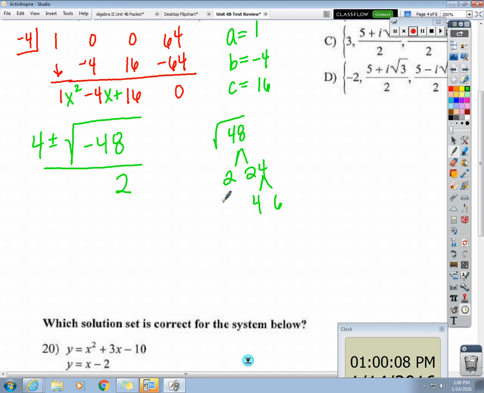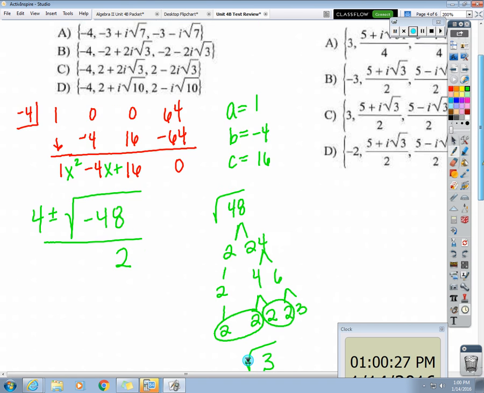Okay, the 2 keeps coming down because it's prime. That becomes a set of 2's. That 2 keeps coming down. Now, what all do we circle? So what's the only thing that stays in the house? The 3.